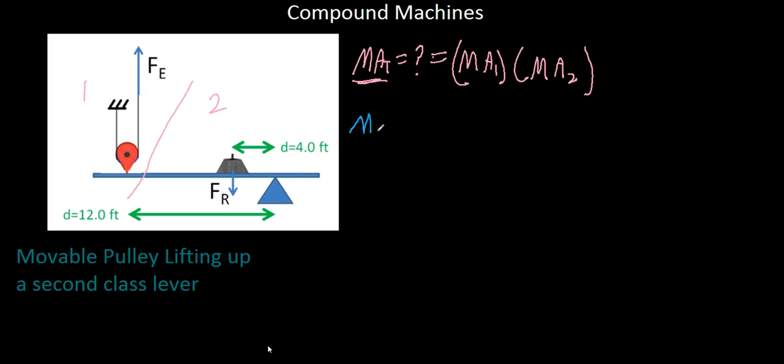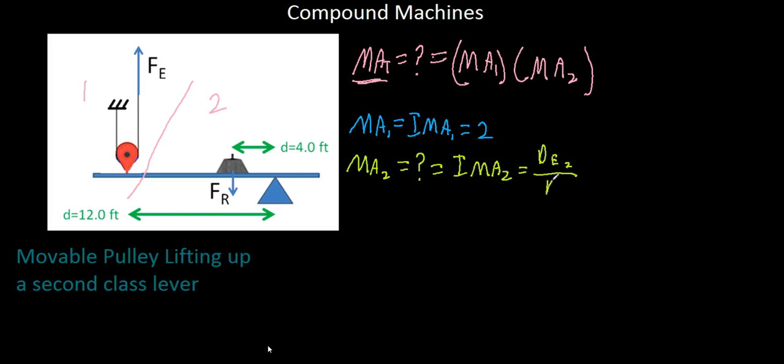Well, if we look at mechanical advantage of machine 1, well, that's just a movable pulley. That's the IMA of machine 1, which is just 2, because the IMA of all movable pulleys is 2. So we're good there. We move on, we say, well, what's the mechanical advantage of machine 2? Well, we aren't given much about it except for two distances. So we can say, well, that's IMA of machine 2 is DE of machine 2 divided by DR of machine 2.